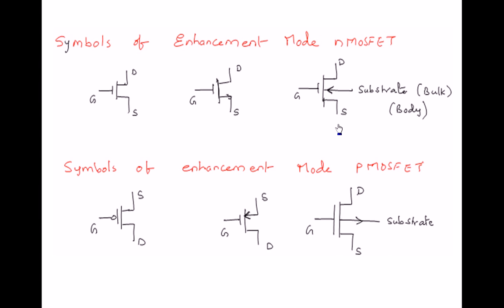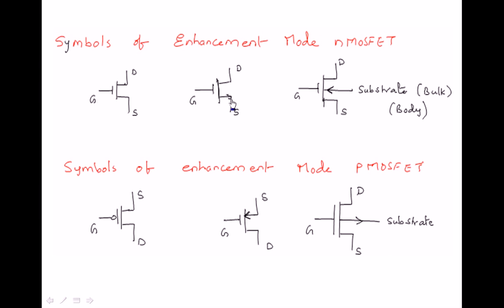Now we are discussing the symbols pertaining to enhancement mode NMOS as well as PMOS. So first we are looking at the NMOS enhancement mode MOSFET. These are the three different symbols that can be used for the NMOS enhancement mode MOSFET. A MOSFET consists of four terminals, but out of those four, three are mostly used: gate, drain, and source.